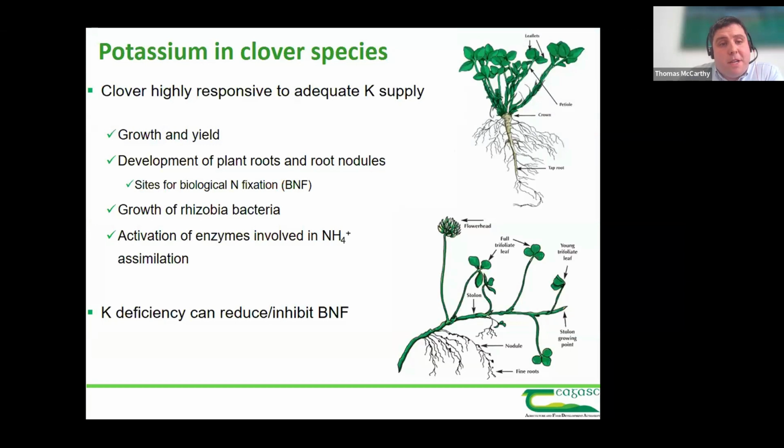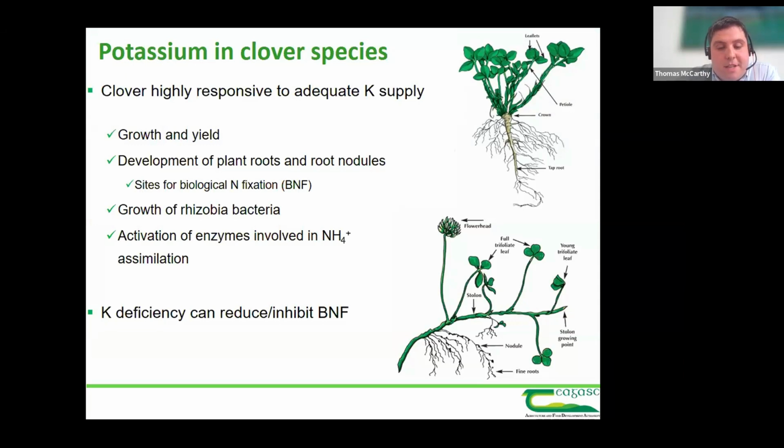Potassium also plays a very good role in clover species. An adequate supply has been shown to be very positive for clover, both in terms of growth and yield, but also in the development of plant roots and particularly root nodules. These house rhizobium bacteria, the bacteria in the soil and roots that fix inert nitrogen from the atmosphere into a form that can be used by plants.